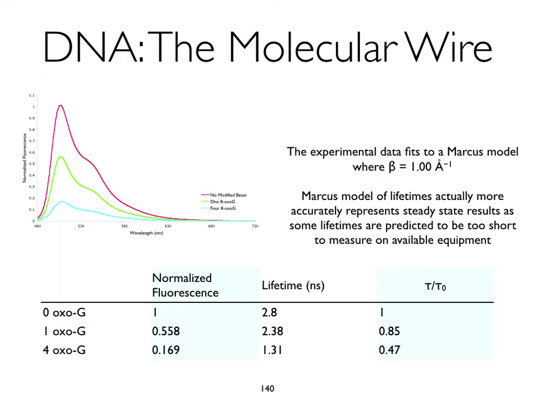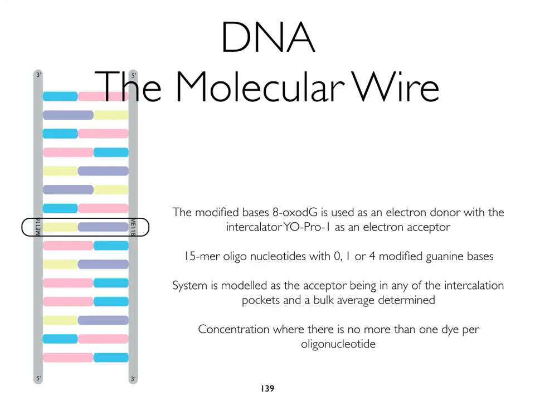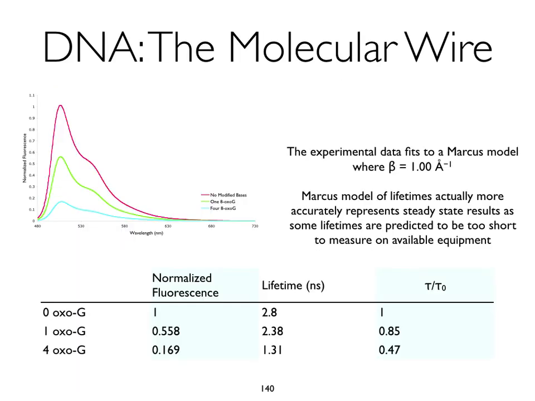So I did this first off with one piece of damage, and then I increased it to having 4 of these modified guanine bases, and I also had a background where there was no damaged DNA. And I just have my normalized fluorescence. That just means I'm comparing one to the other. When I had no damage, I can see that the lifetime of my fluorescent molecule is 2.8 nanoseconds. When I put in a single piece of oxidative damage, or this 8-oxo-G molecule, then I can see that my lifetime decreases.